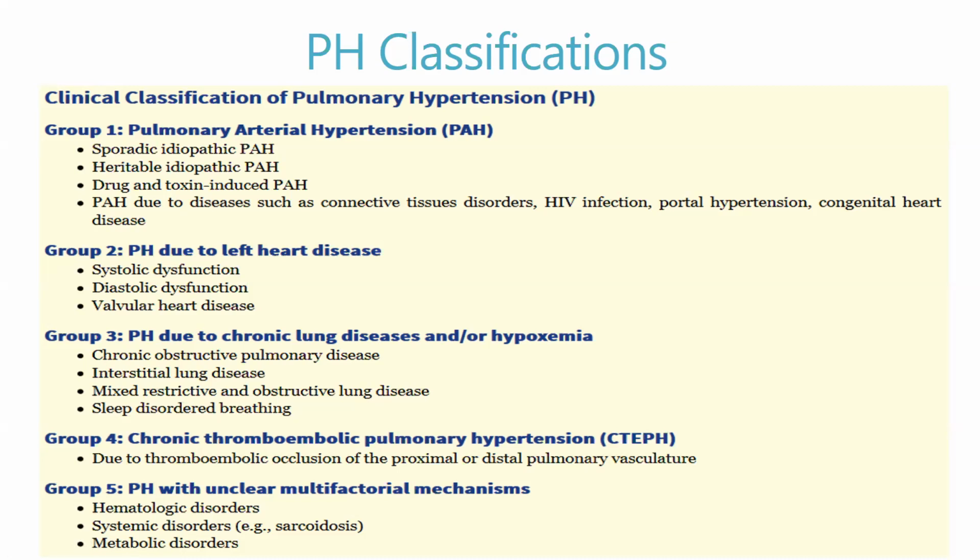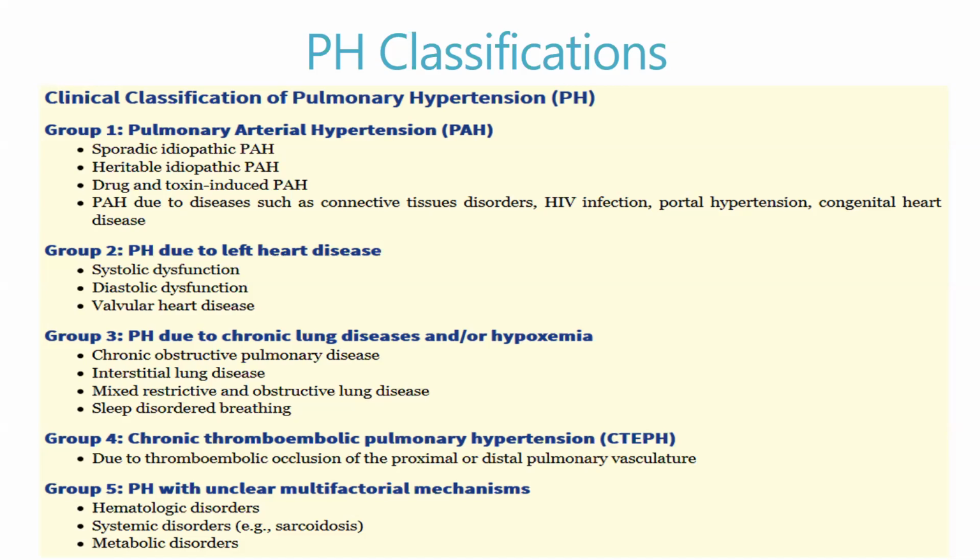Group 2 classification is when pulmonary hypertension is due to left heart disease. So you have your systolic dysfunction, your diastolic dysfunction, and we talked about in Unit 2, your valvular heart diseases.